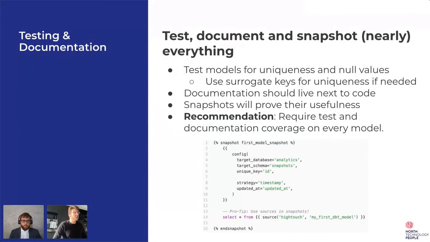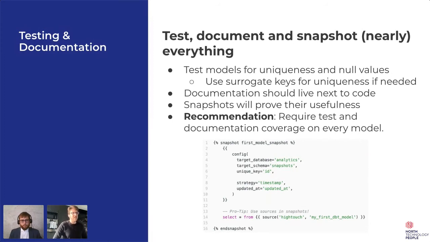My final point in terms of the core recommendations is that you want to have a great testing and documentation culture. Testing models for uniqueness and null values is the core set of tests that I would recommend for every single model. You can use surrogate keys, a la Kimball, as required. The documentation itself should live right next to code, so sometimes inline comments, as well as making use of dbt's built-in documentation features, to make sure that an individual contribution to the repo involves not only a new data model or an augmentation of a data model, but the related documentation and testing as well.